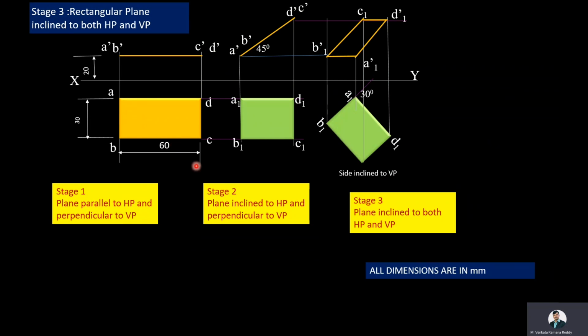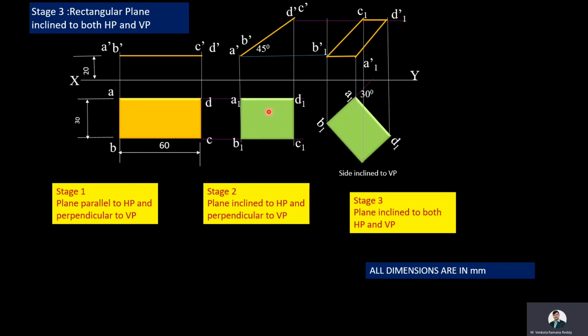In the second stage, we tilted the plane such that its shorter side is fixed and the remaining plane surface is rotated so that the shorter side is at a distance of 20 mm above HP. So A dash B dash is at a distance of 20 mm above the XY line. Because the plane is perpendicular to VP, on VP we got the image of the plane as a line. Because it is inclined to HP, we got the image of the plane in the top view as a smaller image than the original image of the plane.